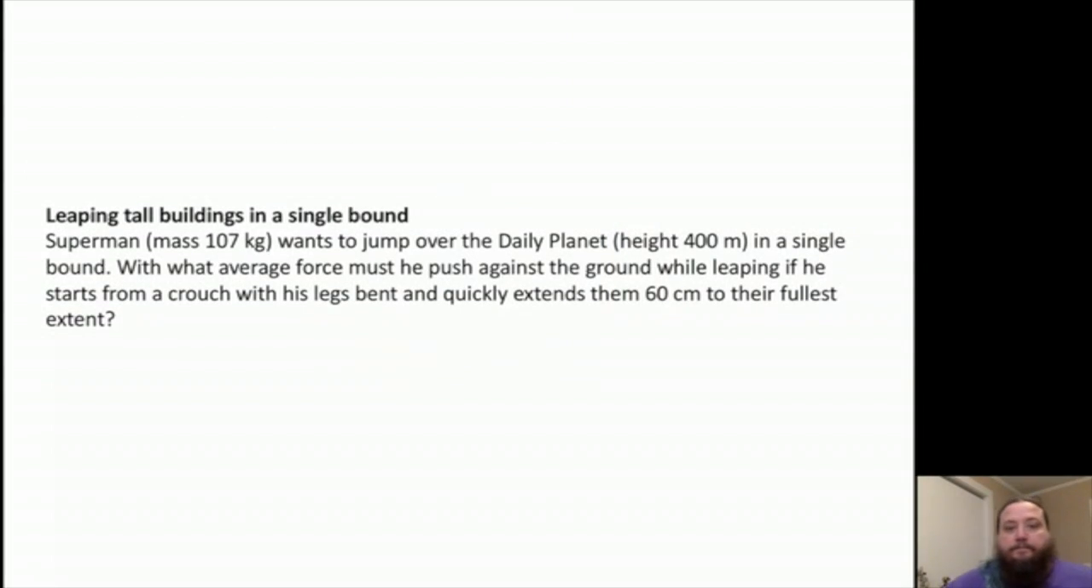All right, so it says, Superman, mass of 107 kilograms, wants to jump over the Daily Planet, height of 400 meters, in a single bound. With what average force must he push against the ground while leaping if he starts from a crouch with his legs bent and quickly extends them 60 centimeters to their fullest extent? All right.